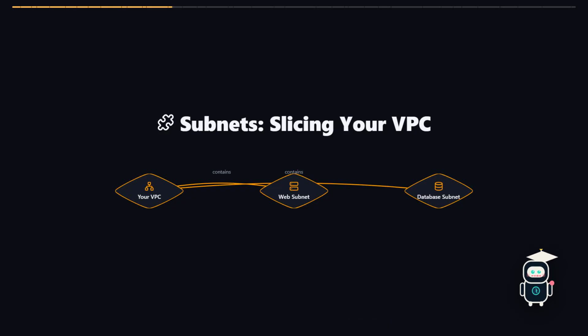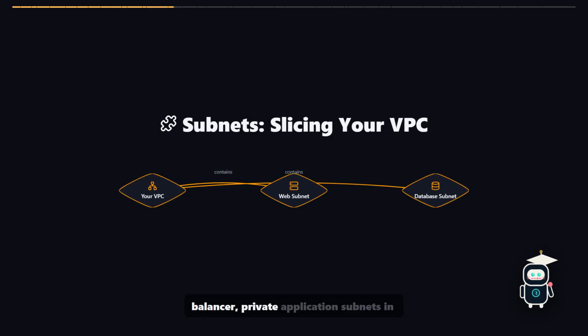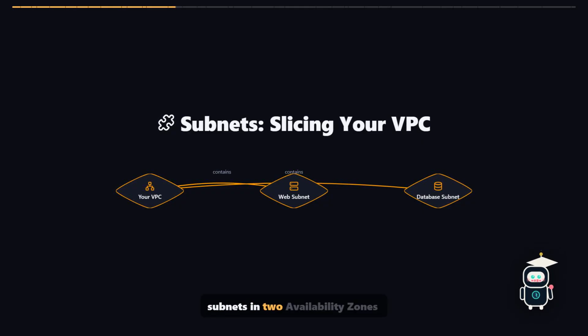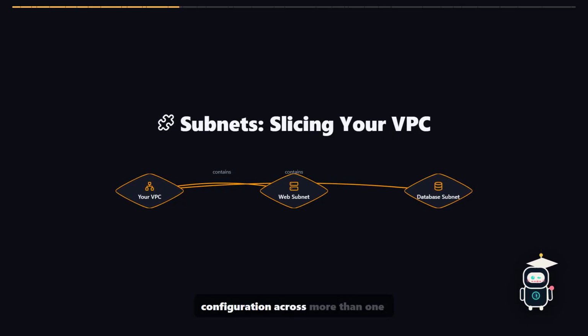For example, a resilient web application might use public subnets in 2 availability zones for an internet-facing load balancer, private application subnets in 2 availability zones for EC2 or containers, and private database subnets in 2 availability zones for a managed database deployment. Simply placing one web server in one zone and one database in another does not make an application highly available. Resilience comes from having the right tier capacity and service configuration across more than one availability zone.